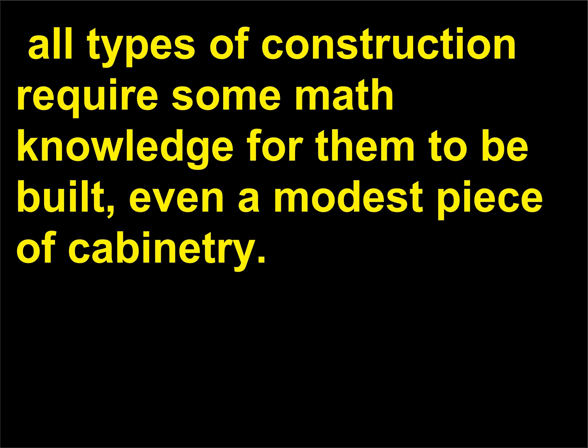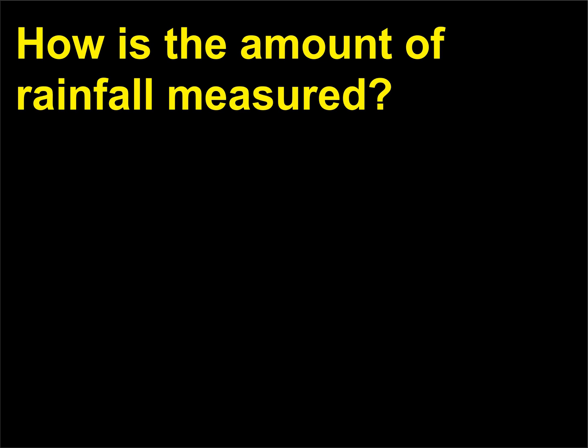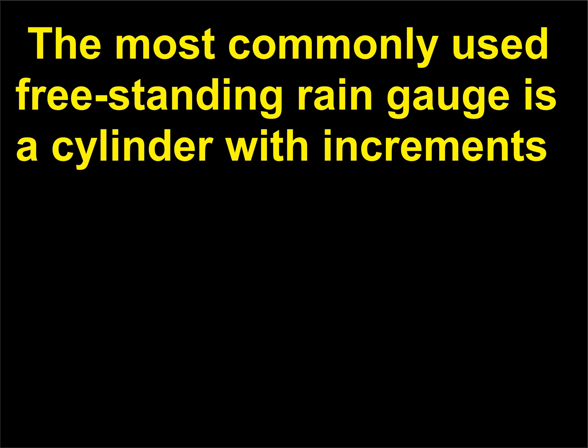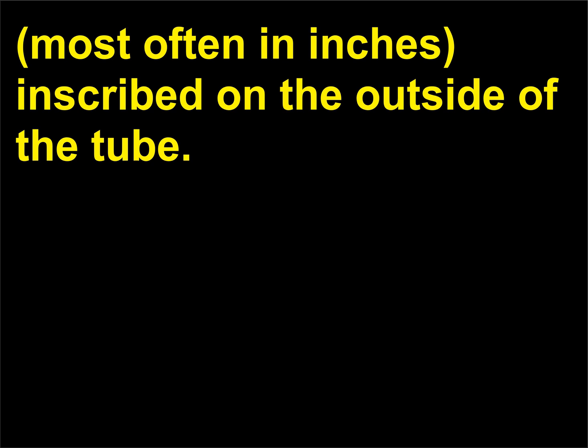How is the amount of rainfall measured? The amount of rainfall, liquid precipitation that falls to the surface, is measured by a rain gauge. The most commonly used freestanding rain gauge is a cylinder with increments, most often in inches, inscribed on the outside of the tube.